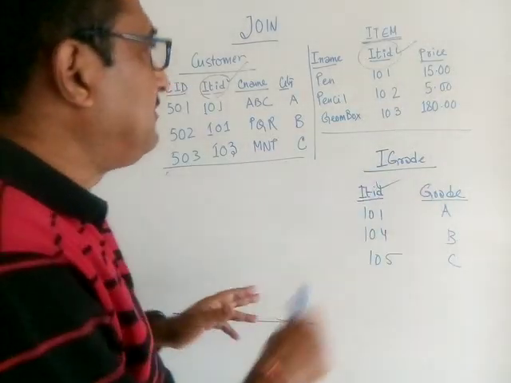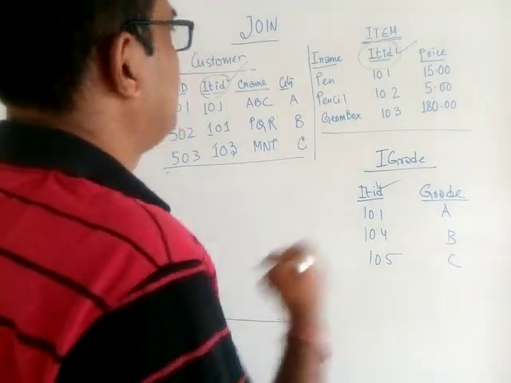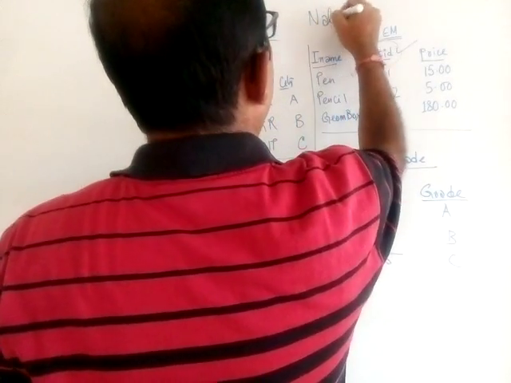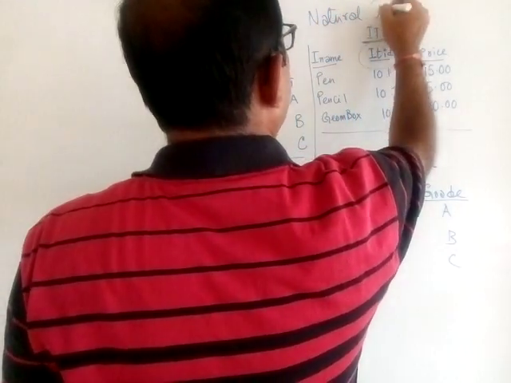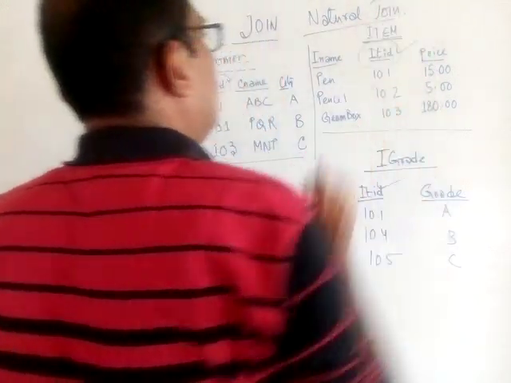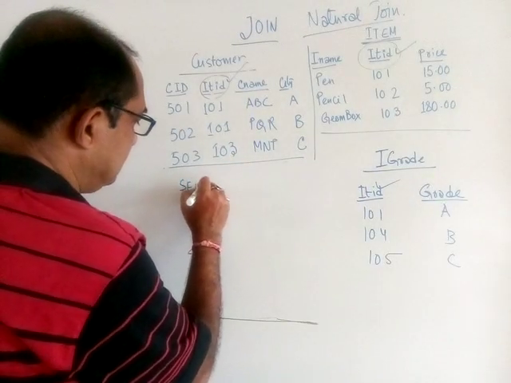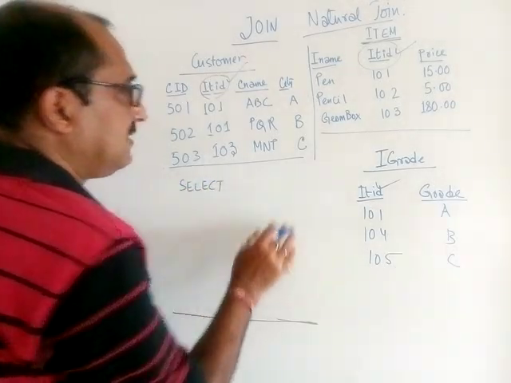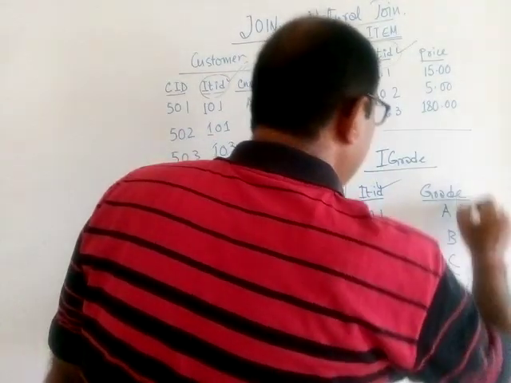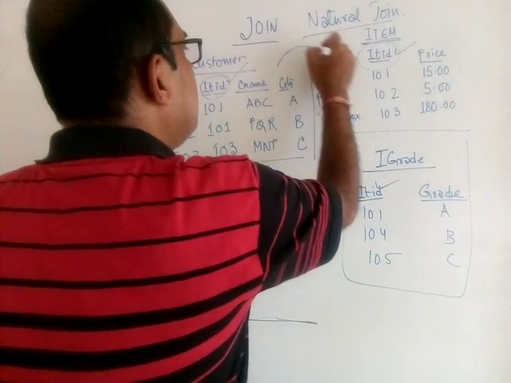Okay, now we will do natural join, which I was talking about. It is called natural join. Okay, how do we do it? Supposing if we write here select star, forget about this table for the time being, I am not involving it. Let us do it with these two.